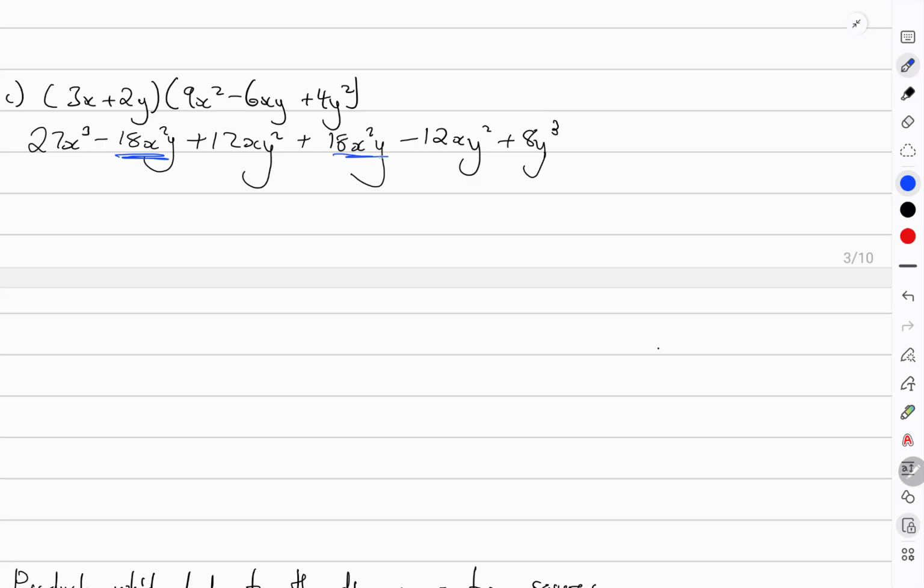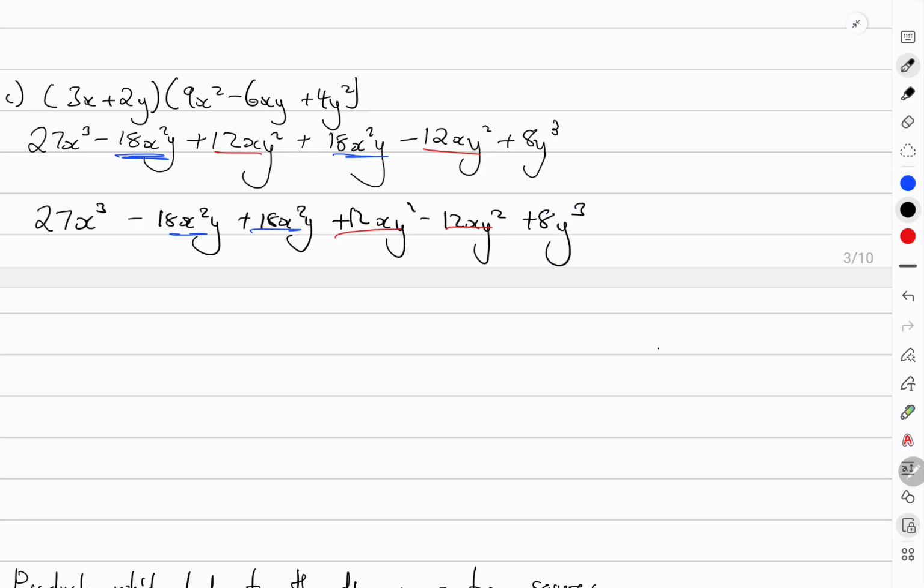These two, they are like terms, and these two, they are like terms, meaning I have to group my like terms together. Therefore, it means I'm going to have 27x to the power of 3 minus 18x squared y plus 18x squared y. Those are having a blue marker. Then I'm going to have plus 12xy squared minus 12xy squared. Those are having a red marker. Plus 8y to the power of 3.